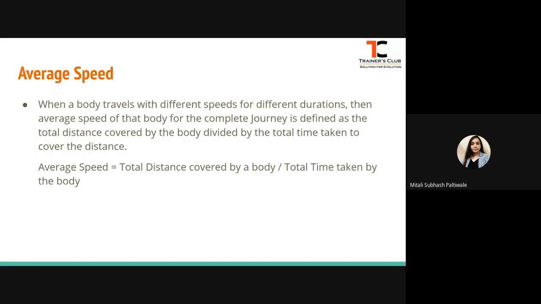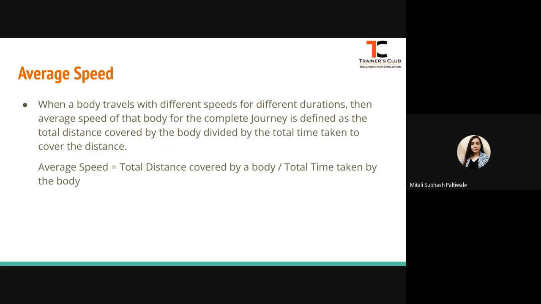Now, if average speed is asked, if the question is about finding the average speed of the whole journey or of anything, then in that case, what will happen? Okay, let's read it out.